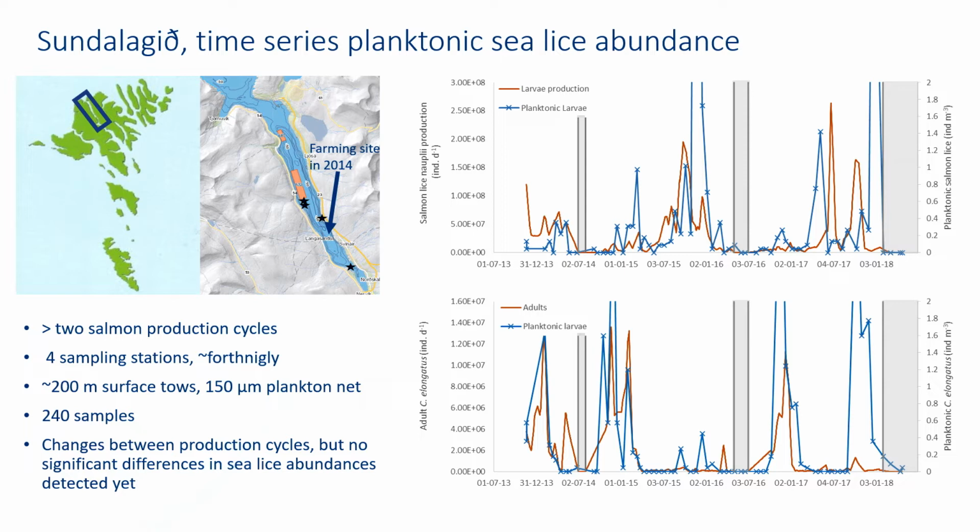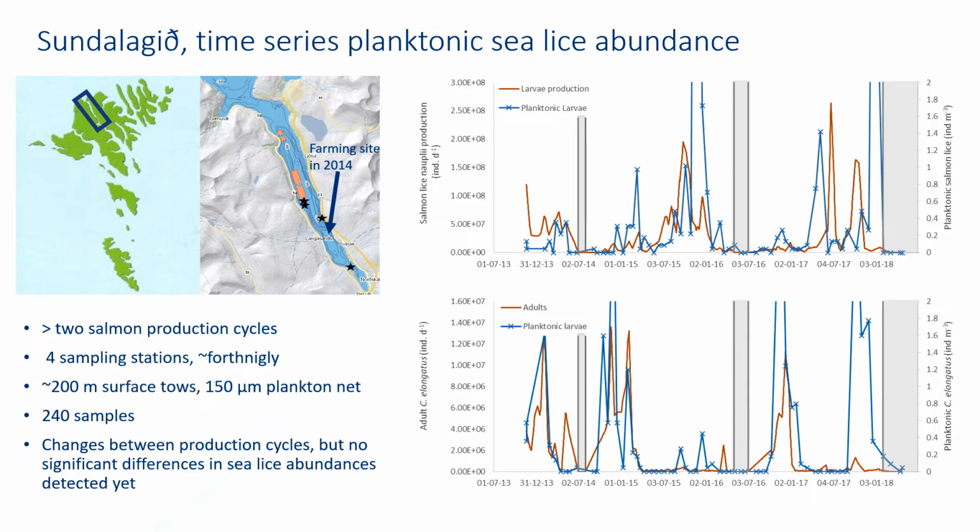But during this time, there has been quite a lot of change in the production of salmon. In the first production cycle, there was an additional farming site in the Sundalagið. And between the second and third, the limit for salmon lice was reduced from 2 to 1.5 adult lice per fish.